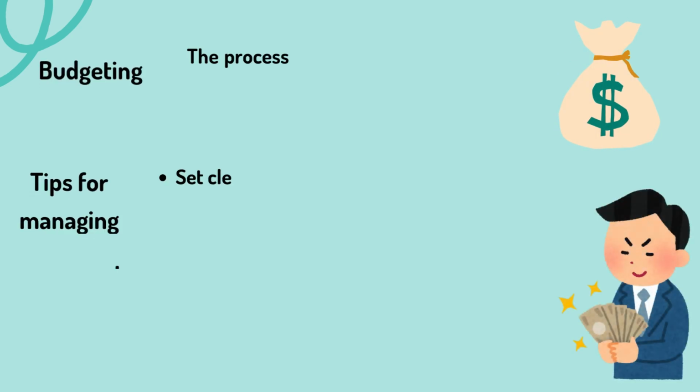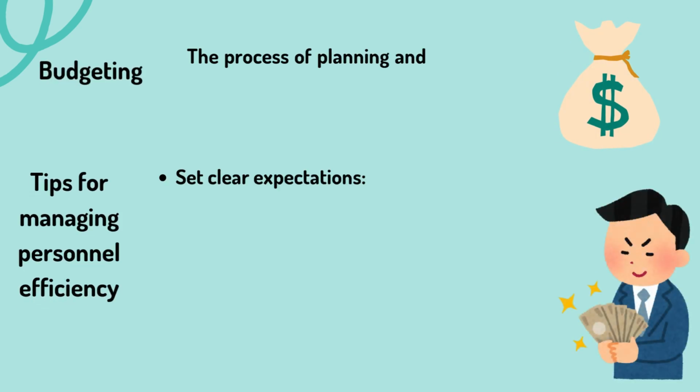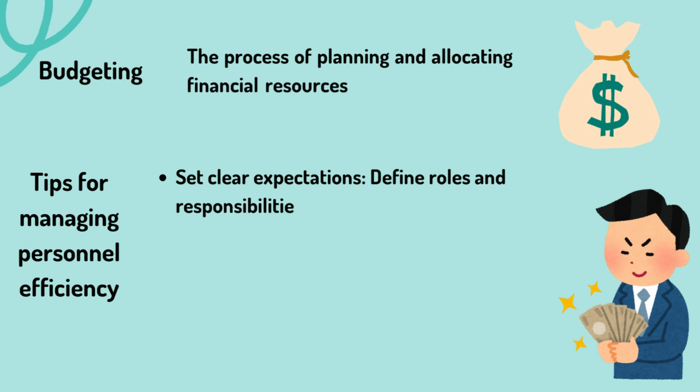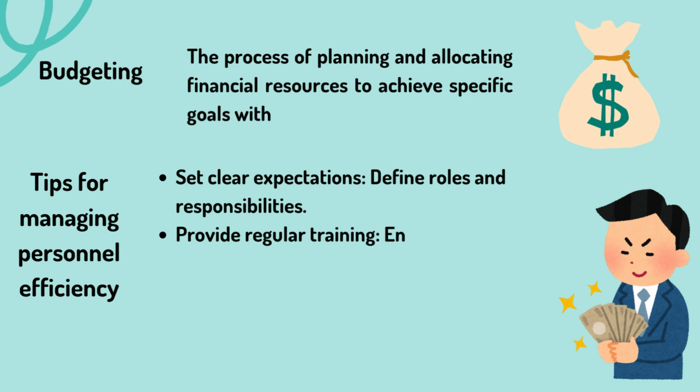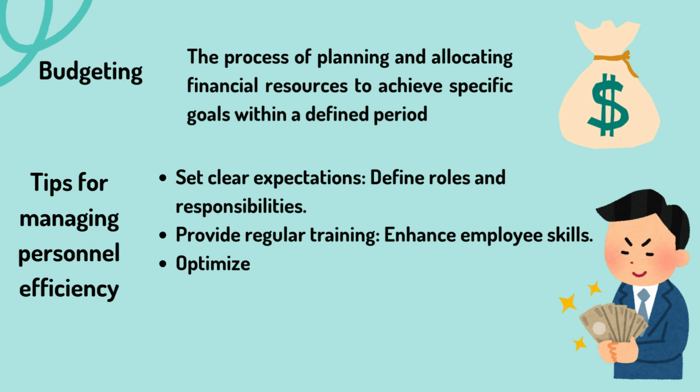Next, definition of budgeting. Budgeting can be defined as the process of planning and allocating financial resources to achieve specific goals within a period, usually a month or a year. It involves estimating your income and expenses to ensure your spending aligns with your financial goals.